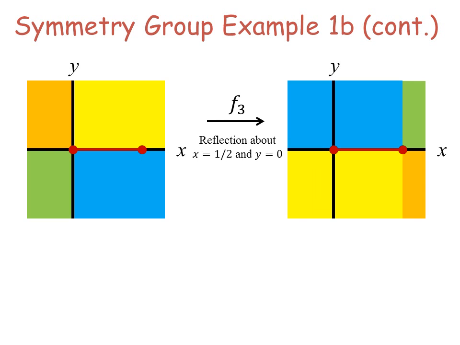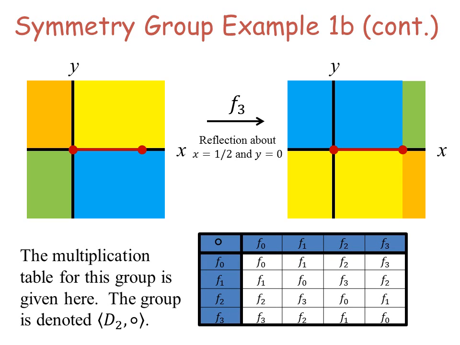f sub 3 is a combination of two reflections, one about the line x equals 1/2 and the other about the x-axis. This moves the first quadrant in yellow to the lower left, the second quadrant in orange to the lower right, the third quadrant in green to the upper right, and the fourth quadrant in blue to the upper left.